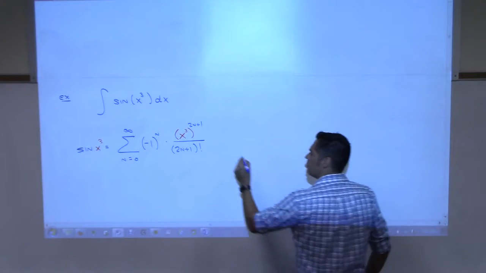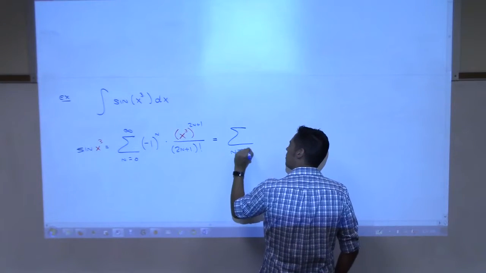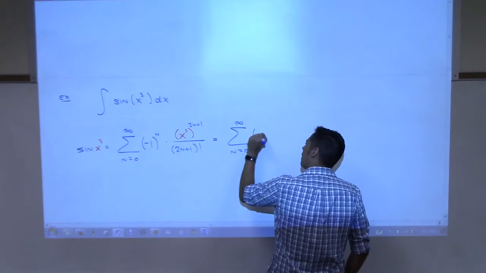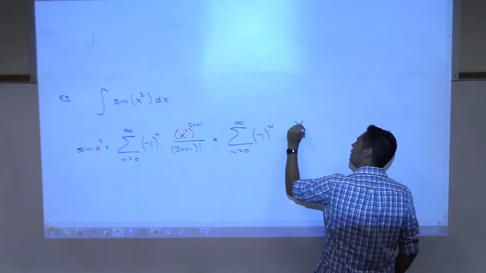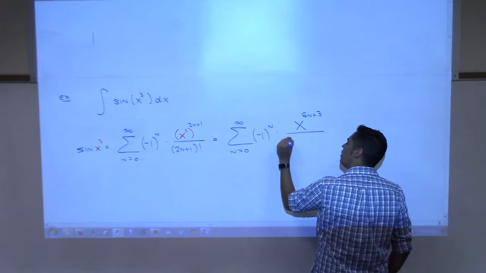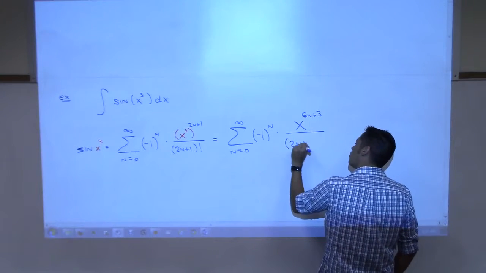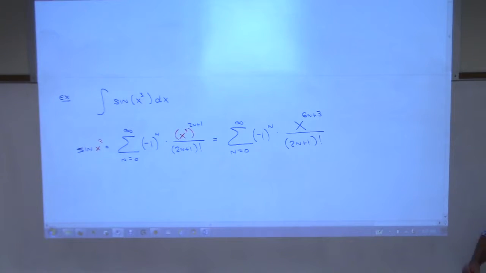So if I do the algebra on this, this is just the sum n equals 0 to infinity, negative 1 to the n, but then I have x to the what? 6n plus 3 over 2n plus 1 factorial. Let's write out the first few of these, just to see what this looks like.